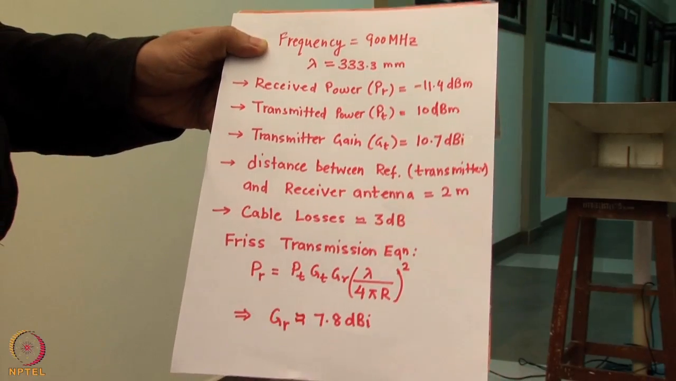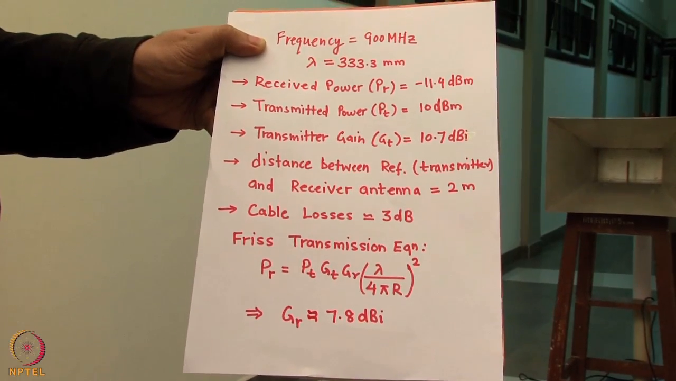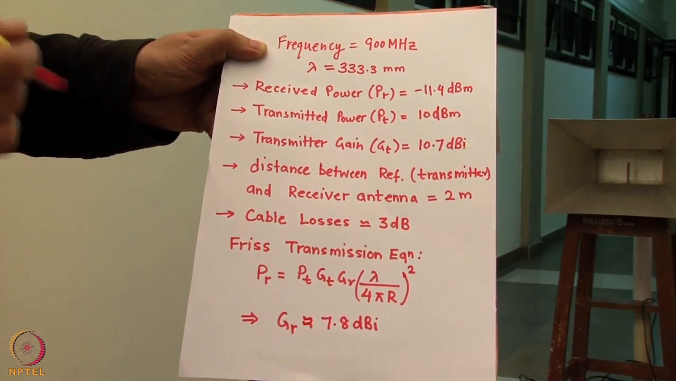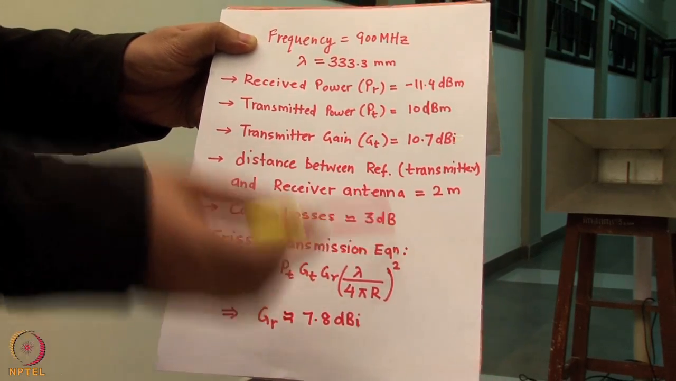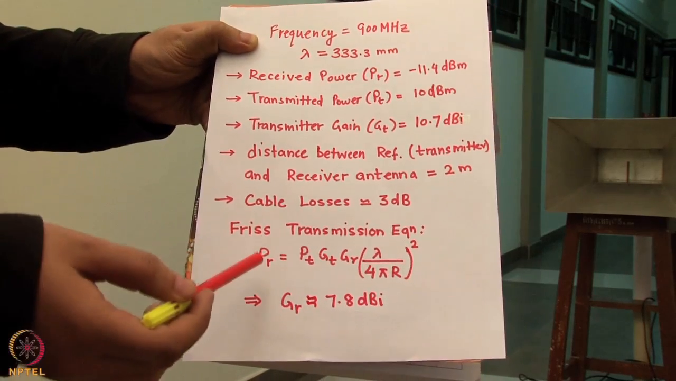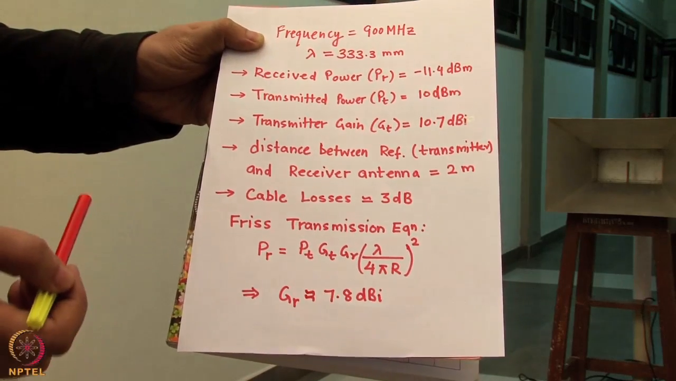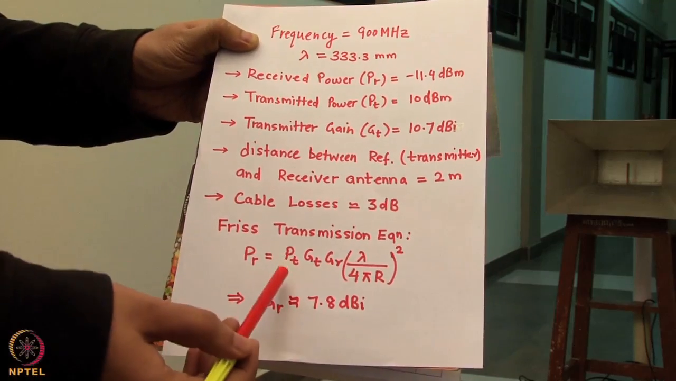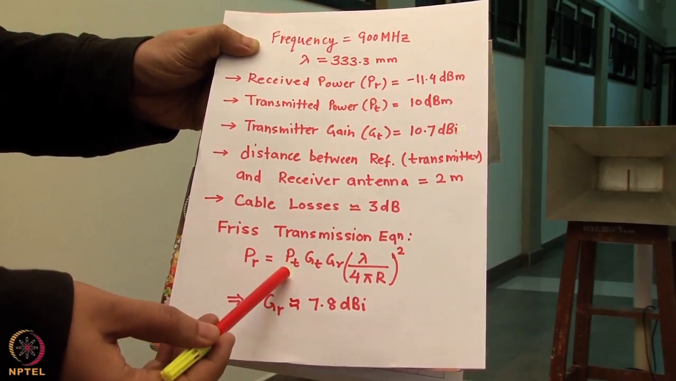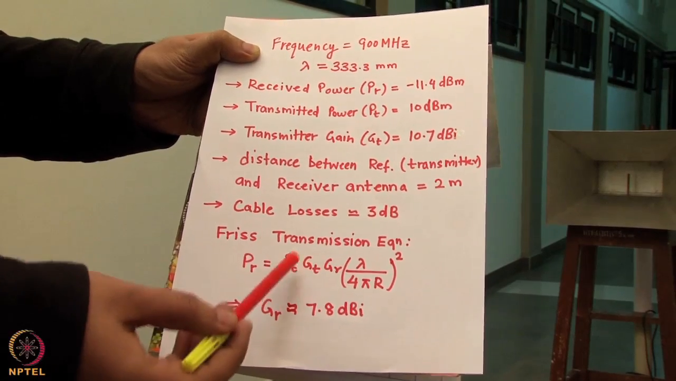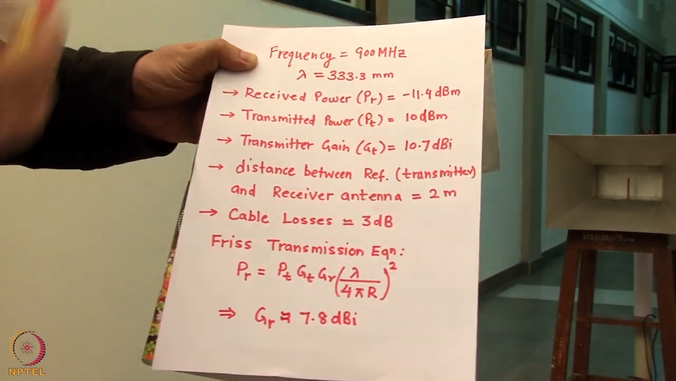Now to calculate the gain of our given antenna, we have to use the Friis transmission equation. The Friis transmission equation will give you the gain of our antenna. There are various parameters. PT is the transmitted power, which we have used as 10 dBm.